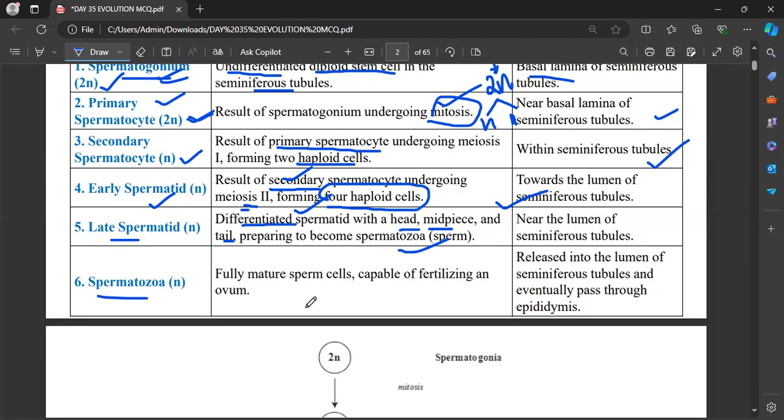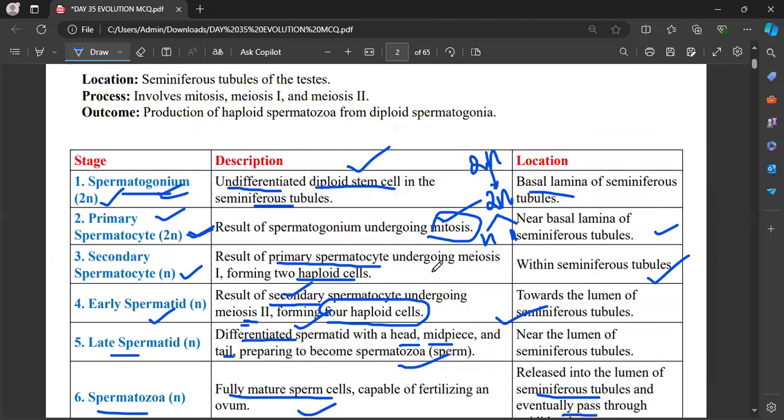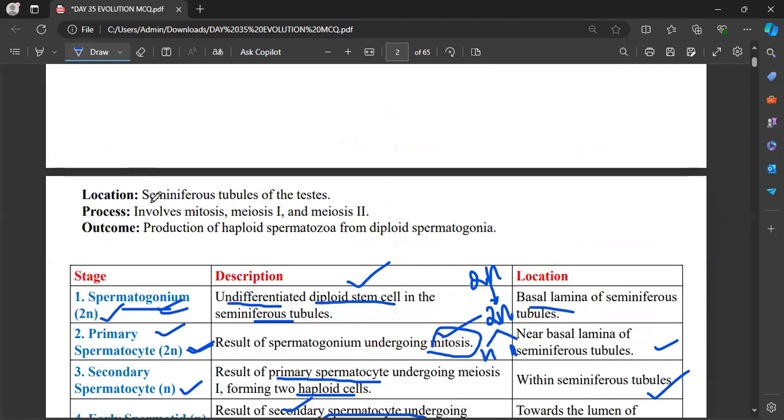The spermatozoa are the fully mature sperm cells. These cells have the capacity to fertilize the ovum, which is present in the female reproductive tract. The sperm will be released into the lumen of the seminiferous tubules and eventually pass to the epididymis, which is a reproductive structure present in the male reproductive part. This is exactly the process of spermatogenesis. The exact location is the seminiferous tubules of the testis. The divisions taking place here are mitosis, meiosis I and meiosis II.